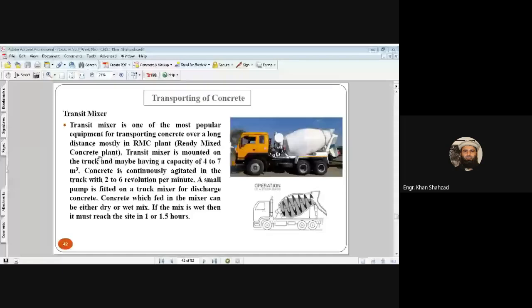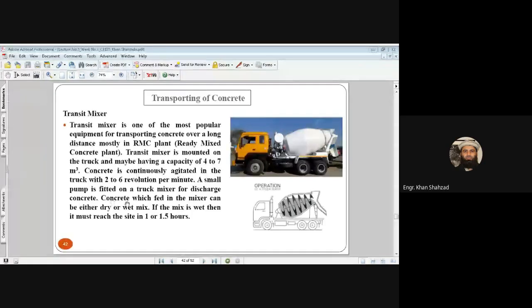Transit mixer is mounted on the truck and may be having a capacity of 4 to 7 cubic meter. Concrete is continuously agitated in the truck with 2 to 6 revolution per minute. When you are transporting it, it is rotating very slowly, 2 to 6 revolution per minute, and it is mixing the concrete continuously. A small pump is fitted on a truck mixer for discharging the concrete on site.